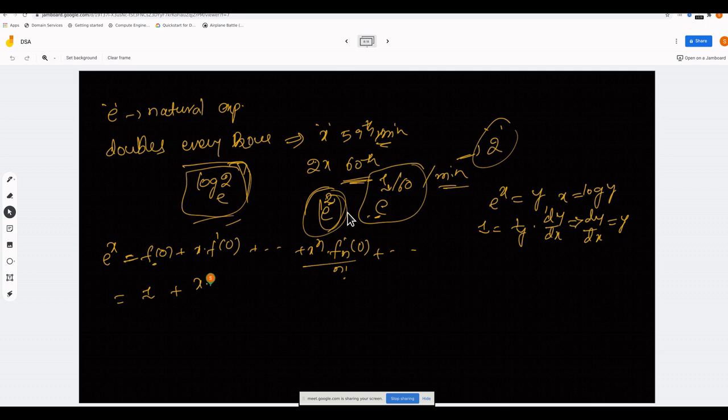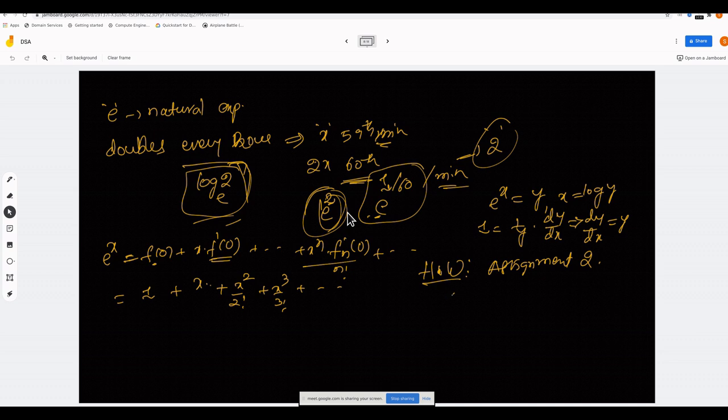So 1 plus x, and this is e power x, and if you substitute 0 for x, you will get 1 again. So it will be 1 plus x by 1 factorial plus x squared by 2 factorial plus x cubed by 3 factorial plus so on. This is what you will get. Okay, so that's homework for you. Consider it as assignment 2. I know I'm asking a little too much, but this would help you.